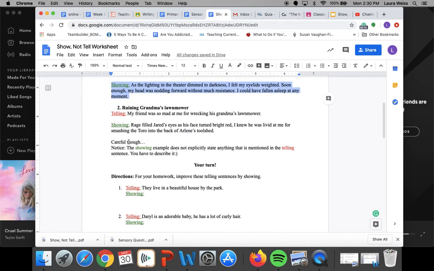Number 2, ruining grandma's lawnmower. So, telling, my friend was so mad at me for wrecking his grandmother's lawnmower. Yep, your friend was mad at you. You wrecked the lawnmower. Okay, that's pretty straightforward.